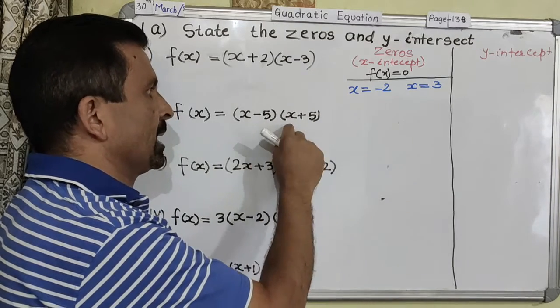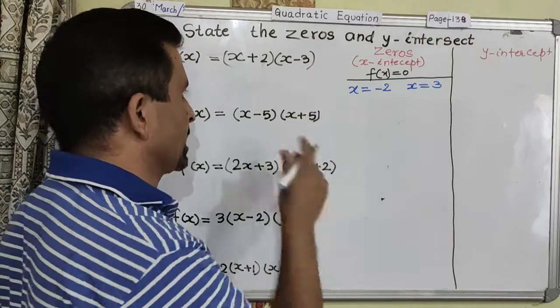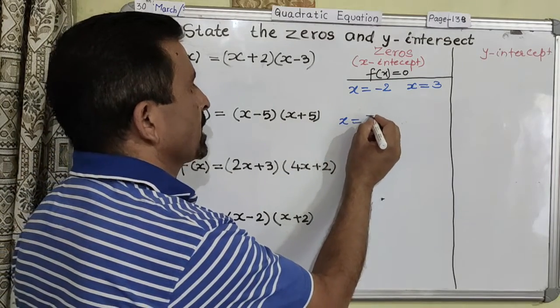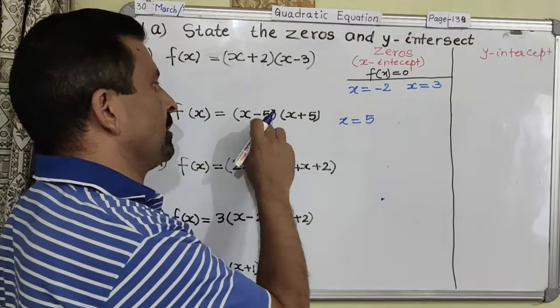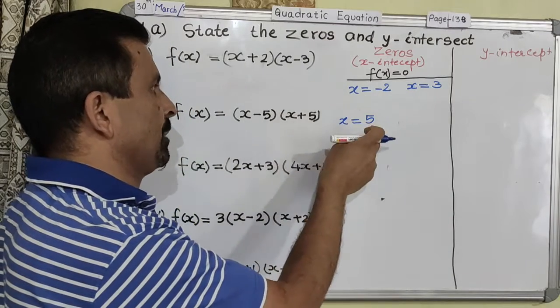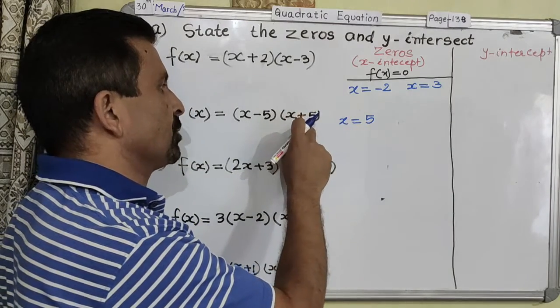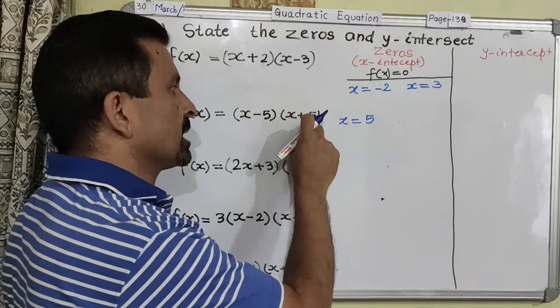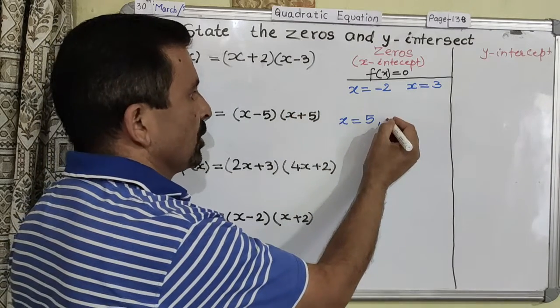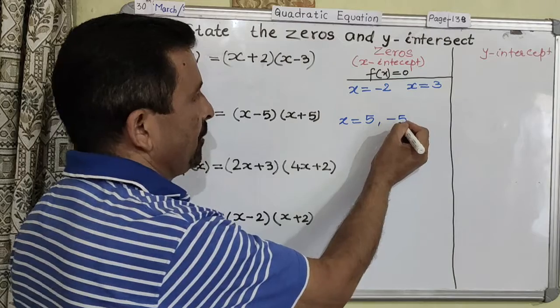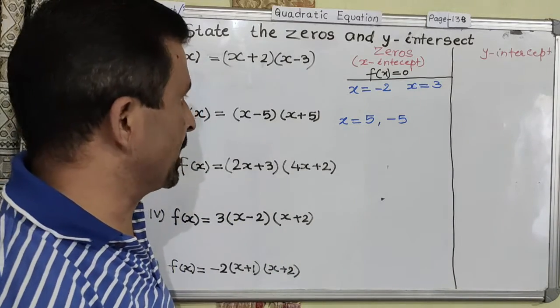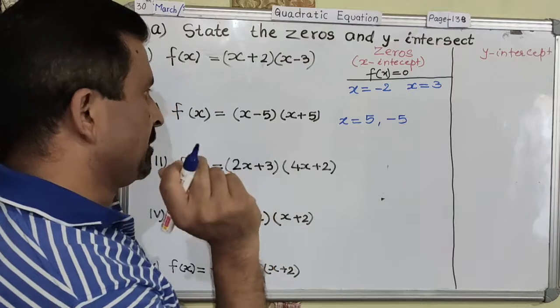One you will get from here, another you will get from here. Therefore the two x-intercepts for this question will be x1 will be positive 5, because x minus 5 is equal to 0. So minus 5 will go to that side, and will become plus 5. And when you equate this to 0, then x plus 5 will be equal to 0, and therefore x will be equal to minus 5. So your other x-intercept is minus 5. Hope this is giving you a clear picture. Now let us take this one.